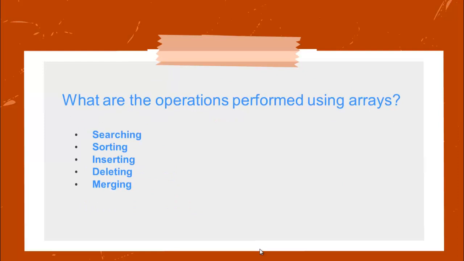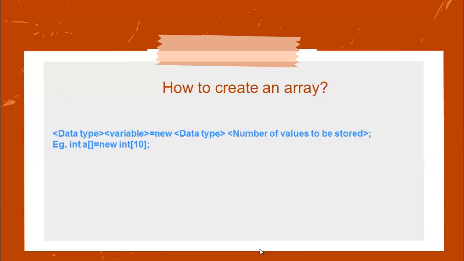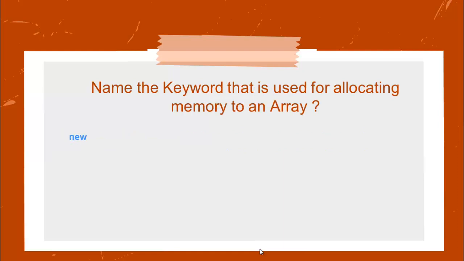What are the operations performed using array? Searching, sorting, inserting, deleting, and merging. How will you create an array? Data type, variable name = new data type[number of values stored]. So int a[] = new int[10]. Name the keyword that is used for allocating memory to an array: new.